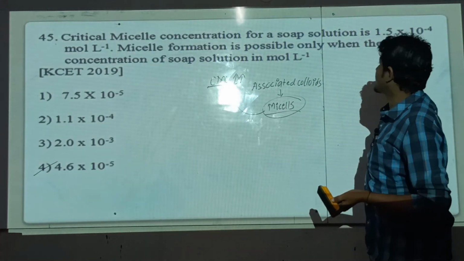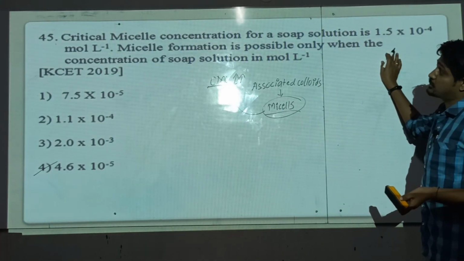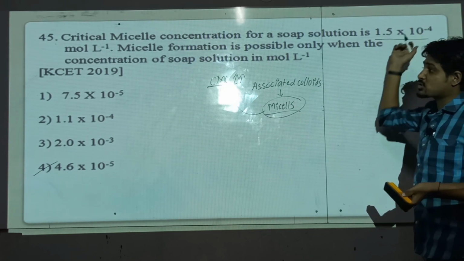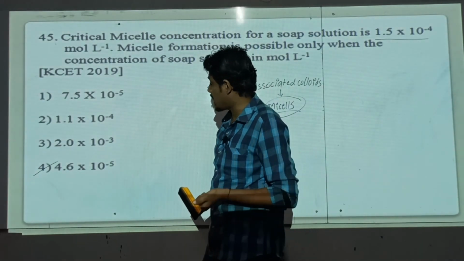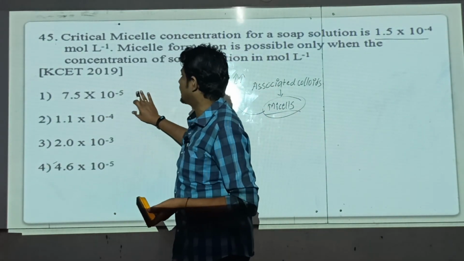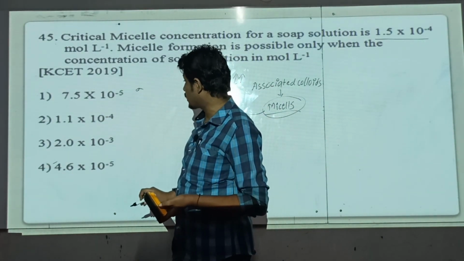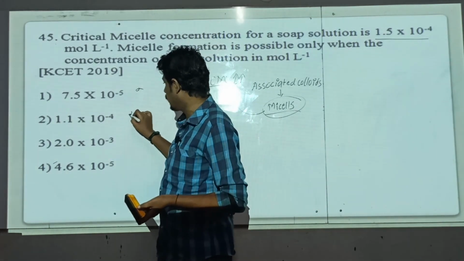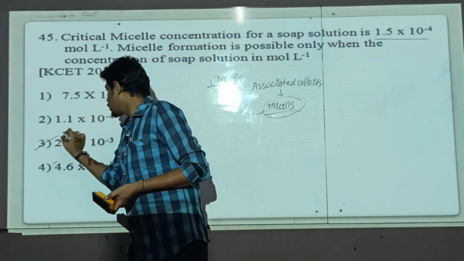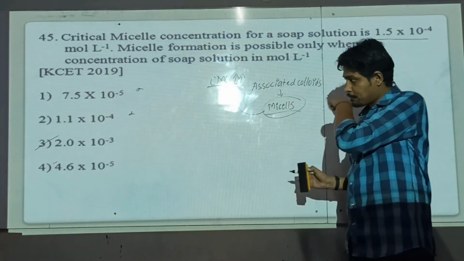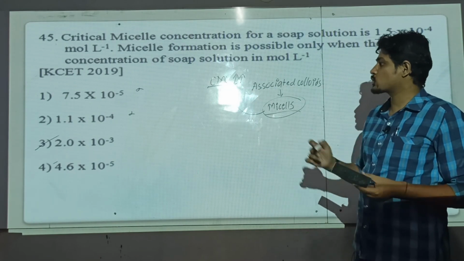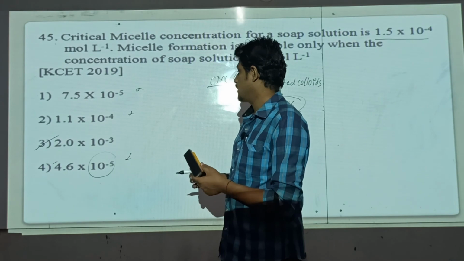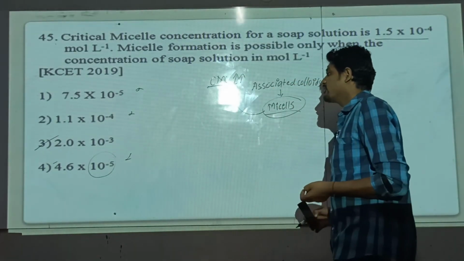The CMC given is 1.5 x 10^-4, so you have to search for a value above this. Among the options, 10^-5 is lower, 1.1 x 10^-1 is not, it is again lower. This one, 2 x 10^-3, is a higher value. So the answer is 2 x 10^-3. The last one is again 10^-5, so not possible.